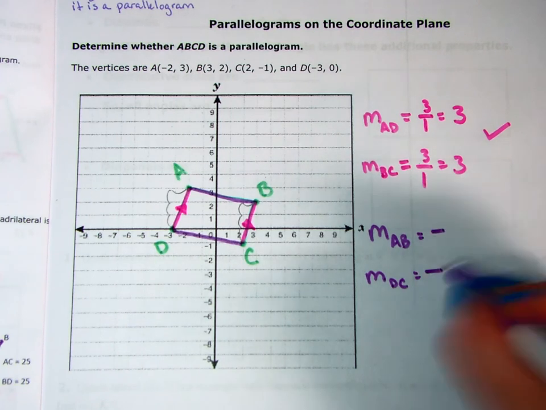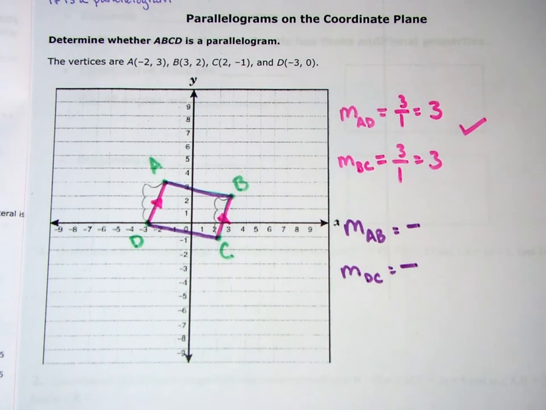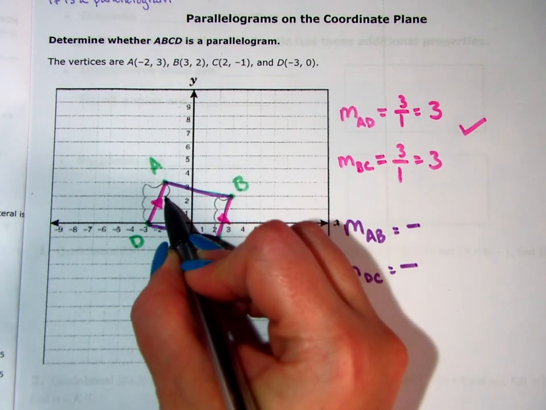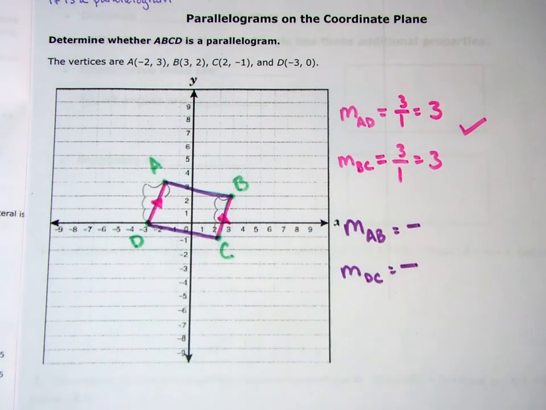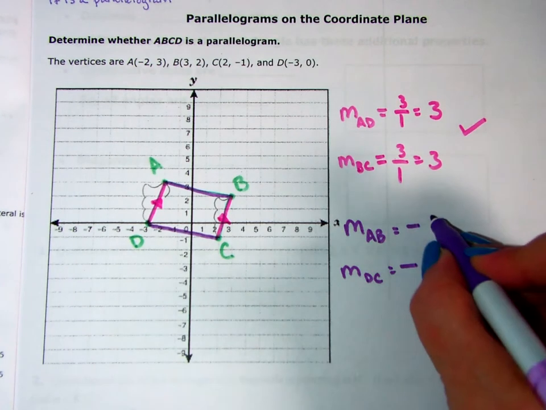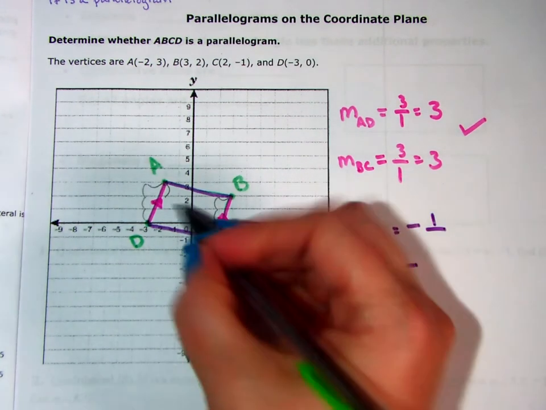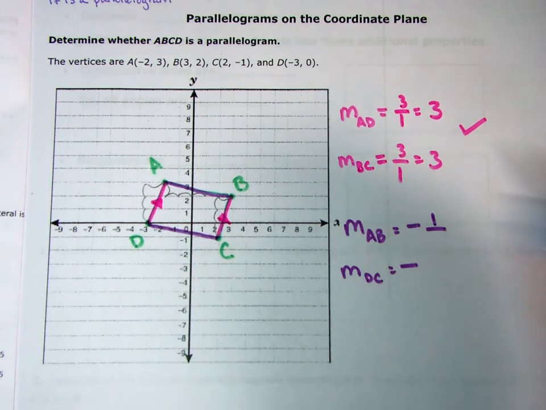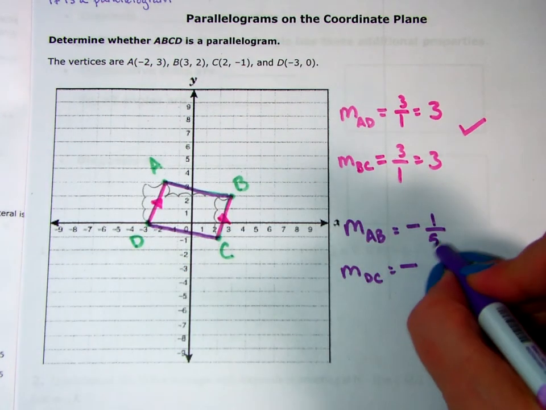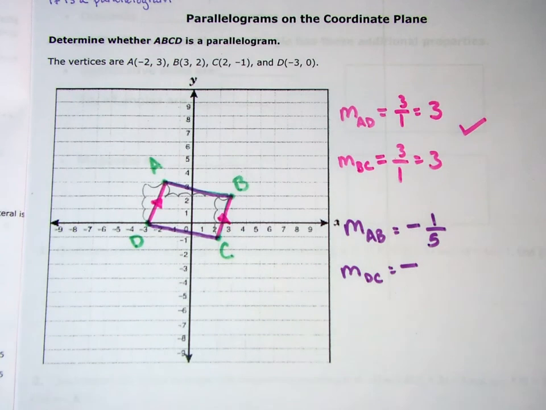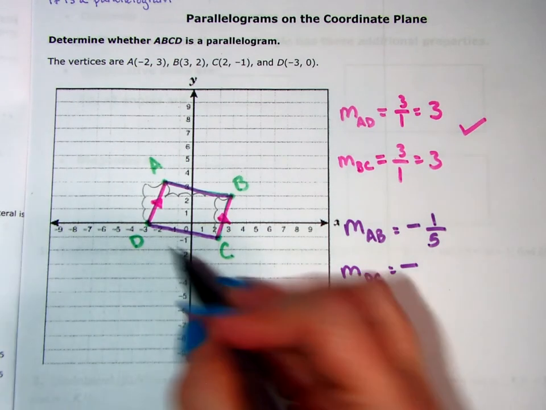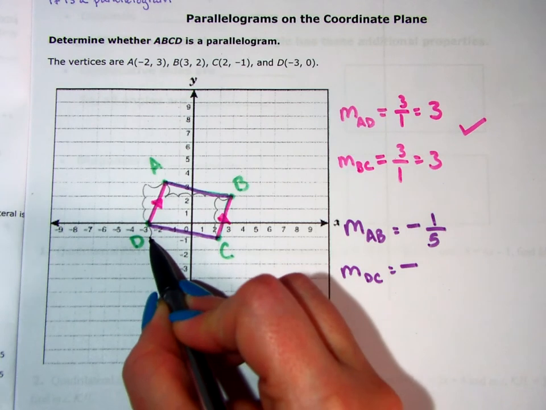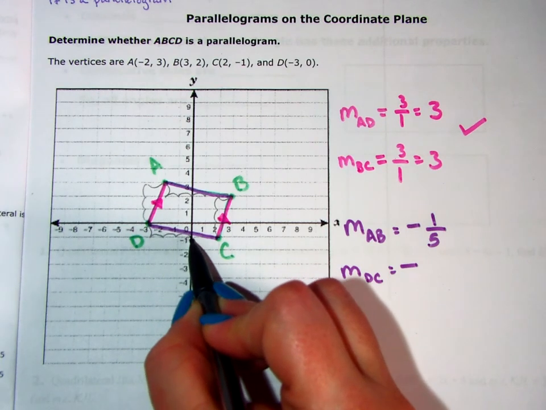So they're both negative. How much am I rising to get from A down to B? I'm going down 1. How much am I running? 5. So negative 1/5, that doesn't reduce, it just is negative 1/5. From D to C, how much am I going down? 1. How much am I running? Also 5. So down 1 over 5.